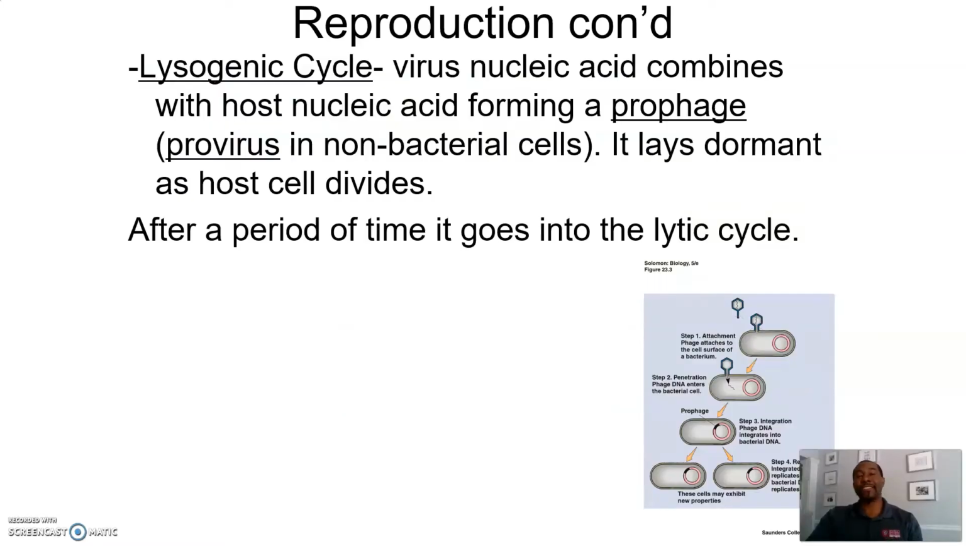The second way that viruses can reproduce is called the lysogenic cycle. It's a little bit different from the lytic cycle. See, in this case, the virus, once it injects its DNA, it can form what's called a prophage, or a provirus if we're talking about non-bacterial cells. And in that prophage or provirus, the virus DNA actually integrates itself into the host cell DNA.